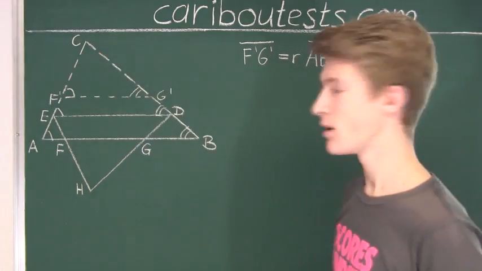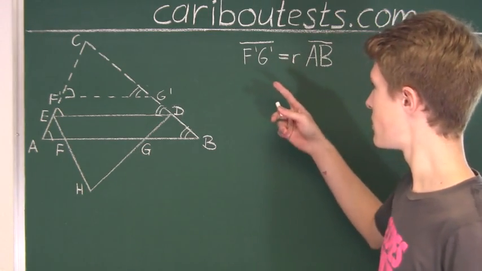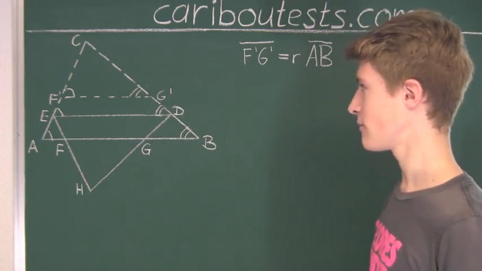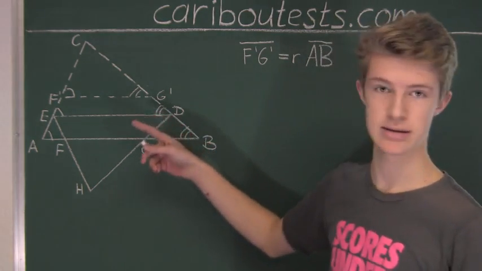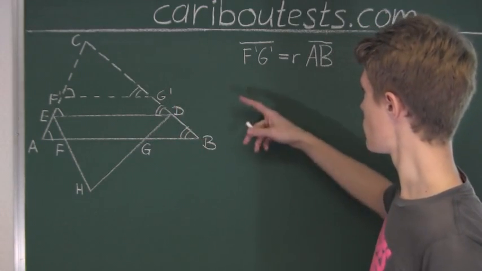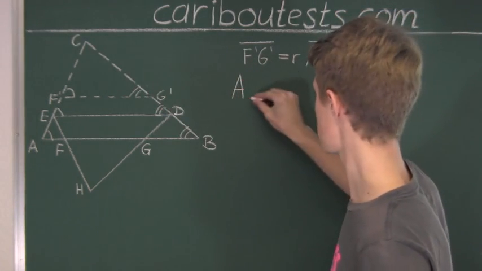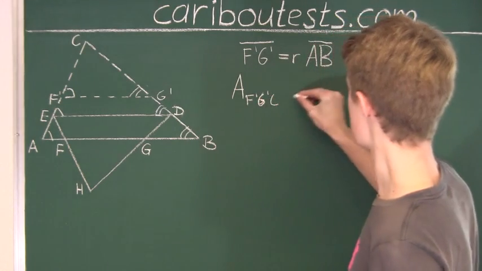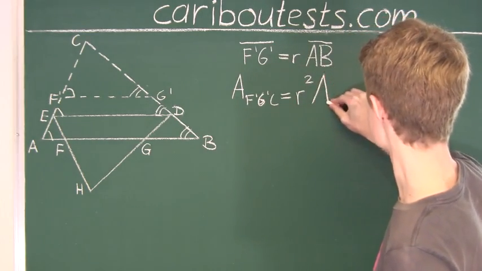and BC. Now since there is a certain scaling factor between their side lengths, there must be the same scaling factor squared for their areas, because the formula for the area of a triangle is base times height divided by 2, and since for the base it is that scaling factor R, and for the height it is that same scaling factor R, we will have the area of the smaller triangle, let's start with F prime, G prime, C, is equal to R squared times the area of the large triangle ABC.